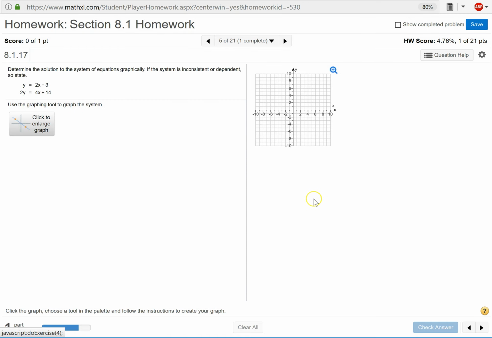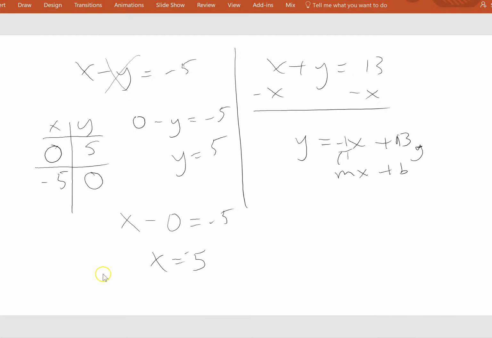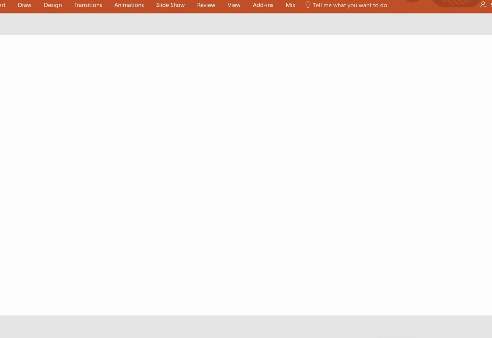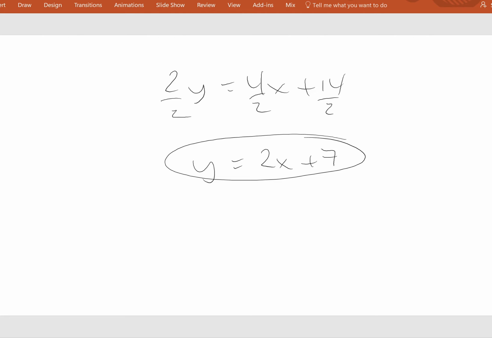Okay, the next problem here that we have is graphing these guys. Notice this guy's already solved for y. Awesome, we're ready. This is my slope, this is my y-intercept. This guy's not solved for y yet, but it's so easy to do so here. So 2y equals 4x plus 14. Divide both sides by 2. And now I'm ready to graph. This is y equals 2x plus 7. That's actually the bottom graph.